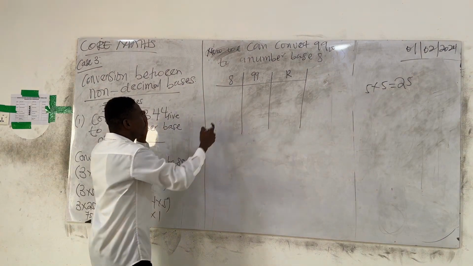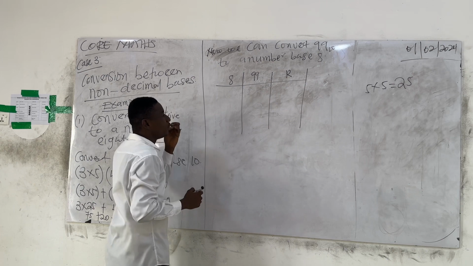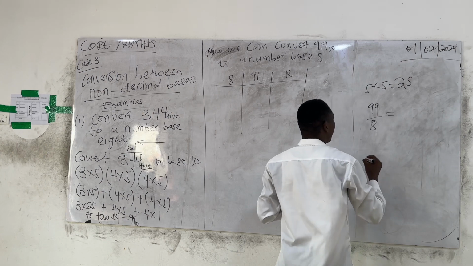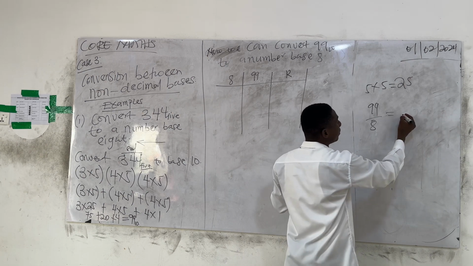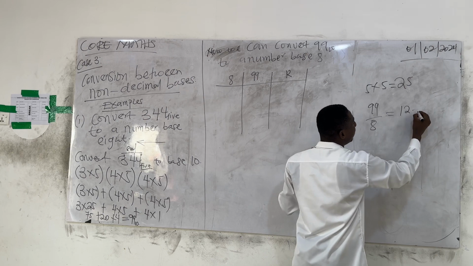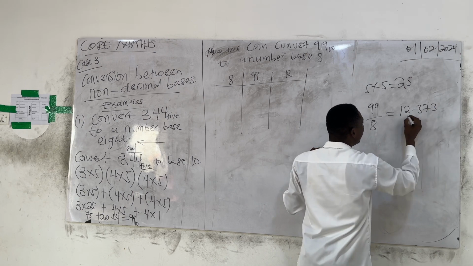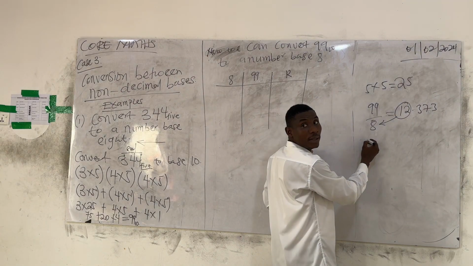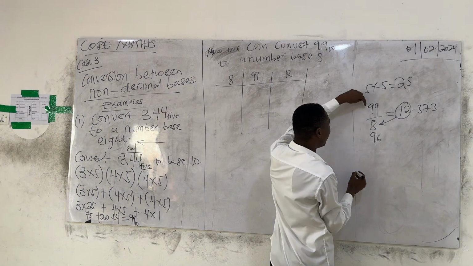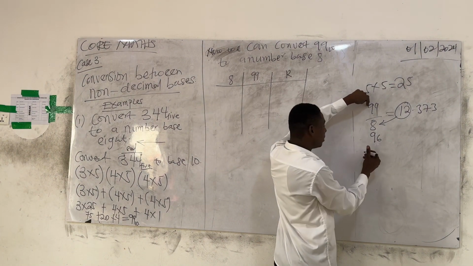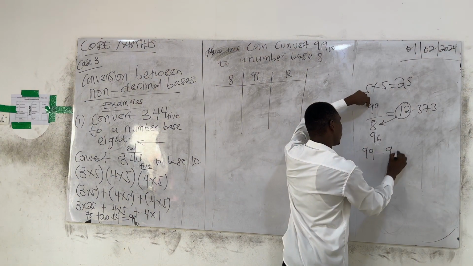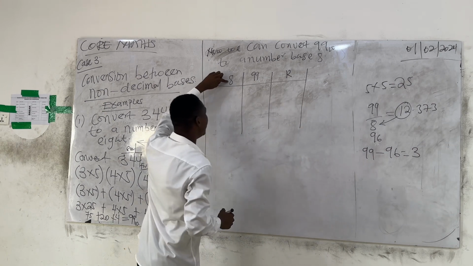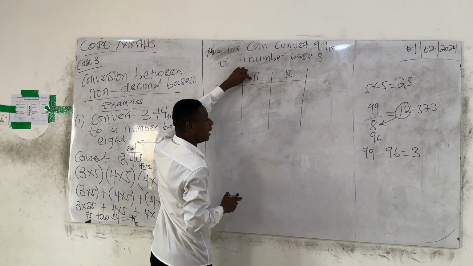Easy. So we have 99 items, 8 people are going to share. So we do division. 99 over 8. We put it on the calculator. What is the result? 12.373. So let's take the 12 and multiply by the 8. So what do we have? 96. Let's go and subtract 96 from 99. What will be the remainder? 3.